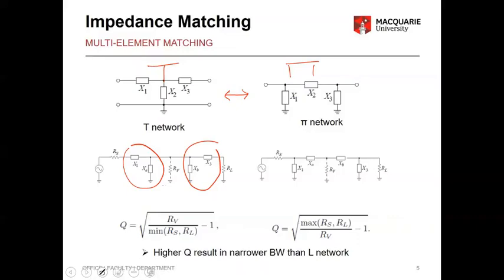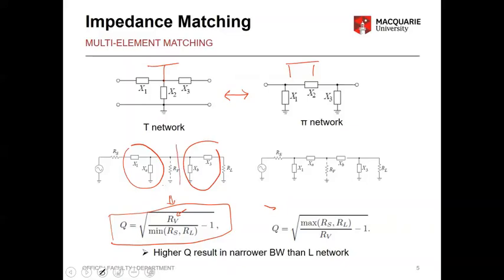Now these X1, X2, X3 are impedances, actually, so they are reactive components. These things will give you a bit more control over Q, and the Q in this case for a T network is given by this formula. Now what they do is introduce another term called RV. The RV is a resistance that you introduce in between those two back-to-back L networks.